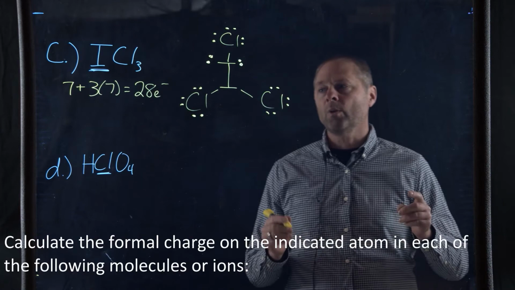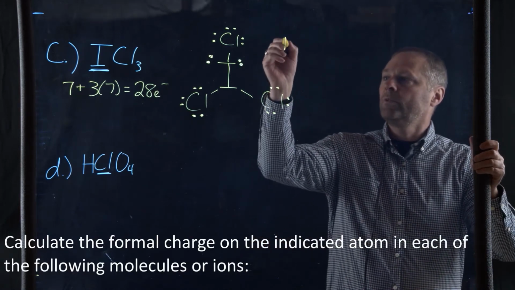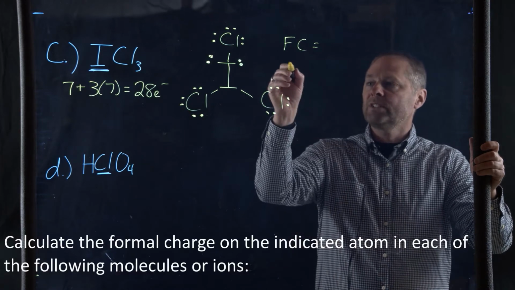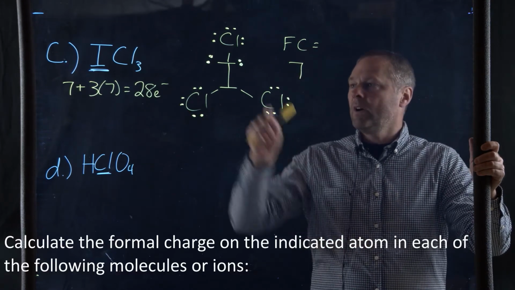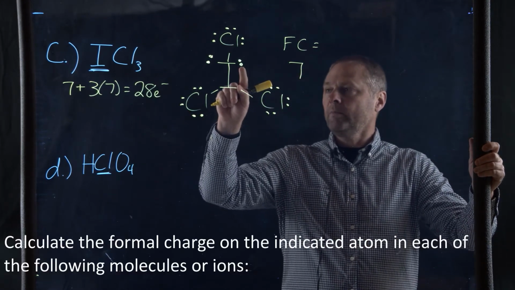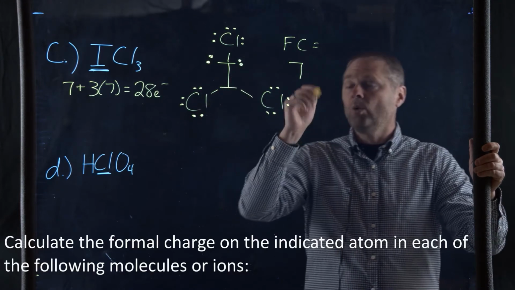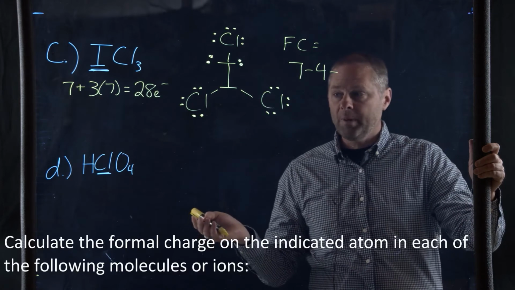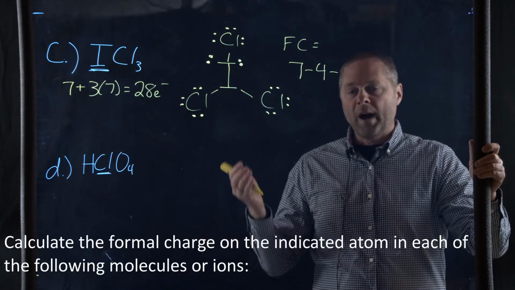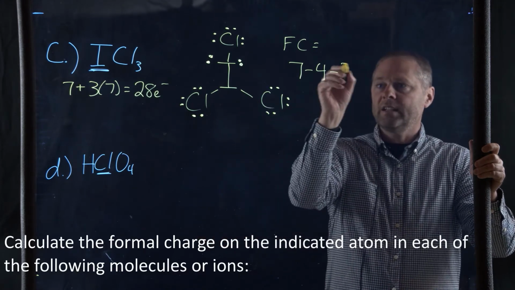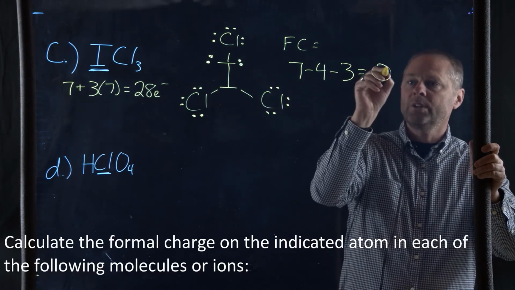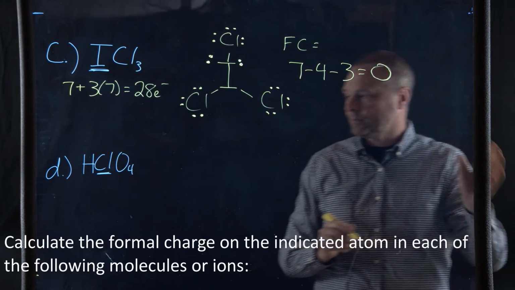Now we want to come up with the formal charge of iodine. So formal charge for iodine. Iodine is going to have 7 valence electrons minus the lone electrons, which is going to be 4, minus 1/2 the bonding pair, or minus the number of bonds. In this case, that happens to be 3. And the formal charge for iodine is going to be 0.